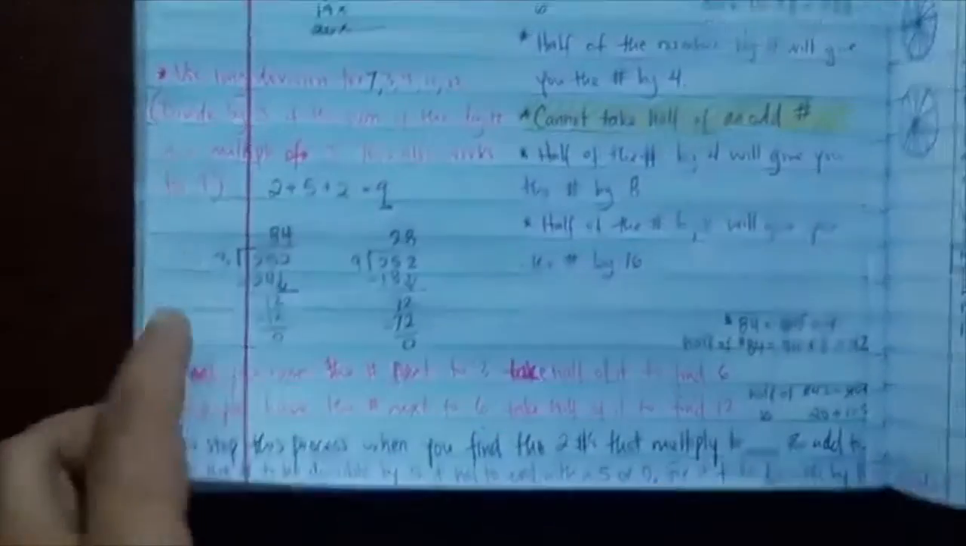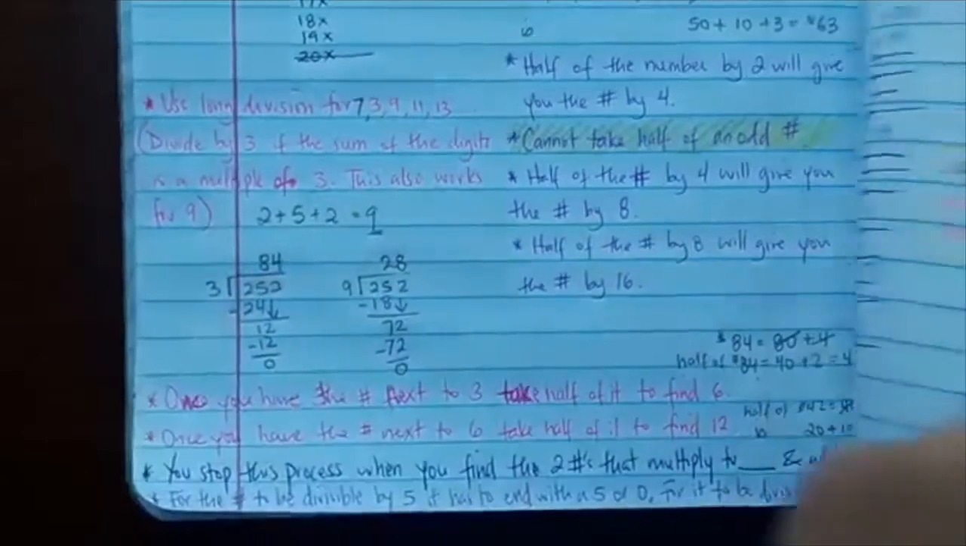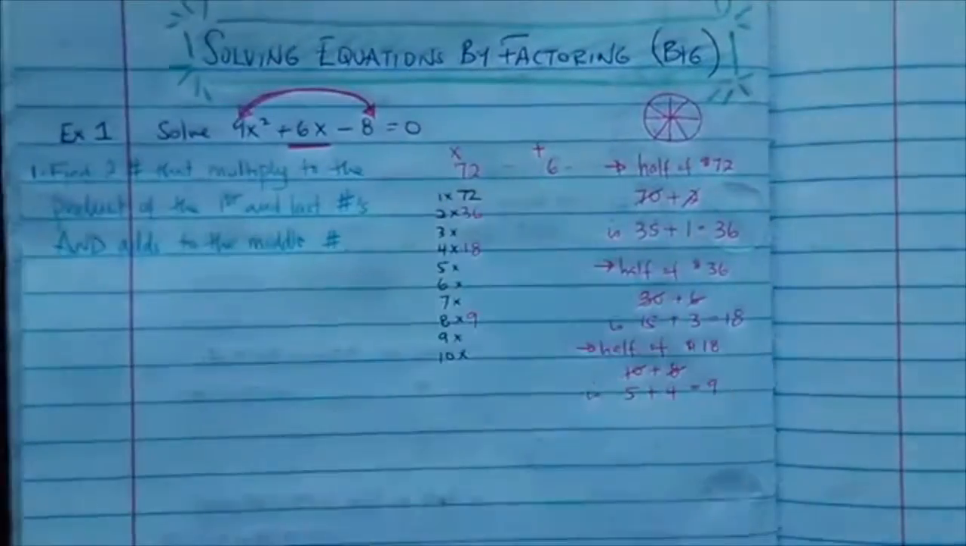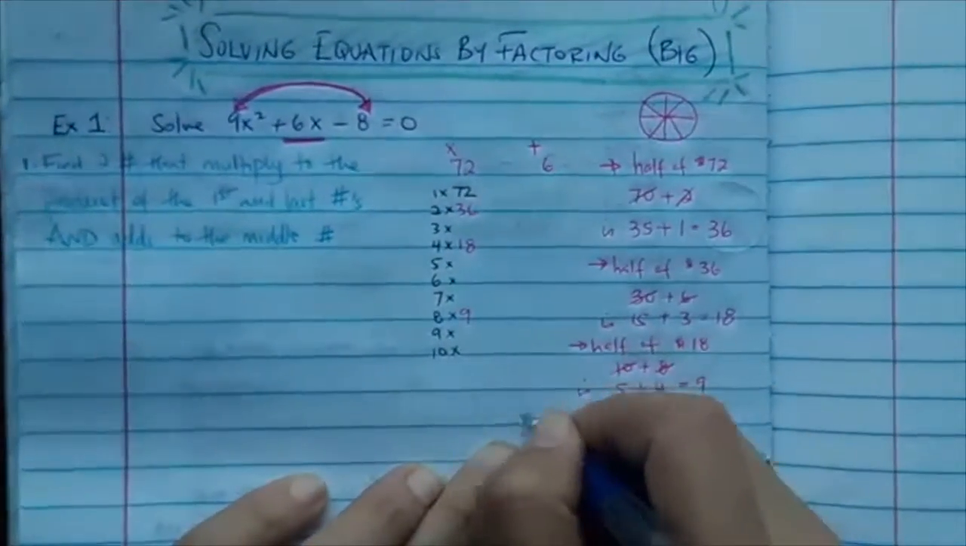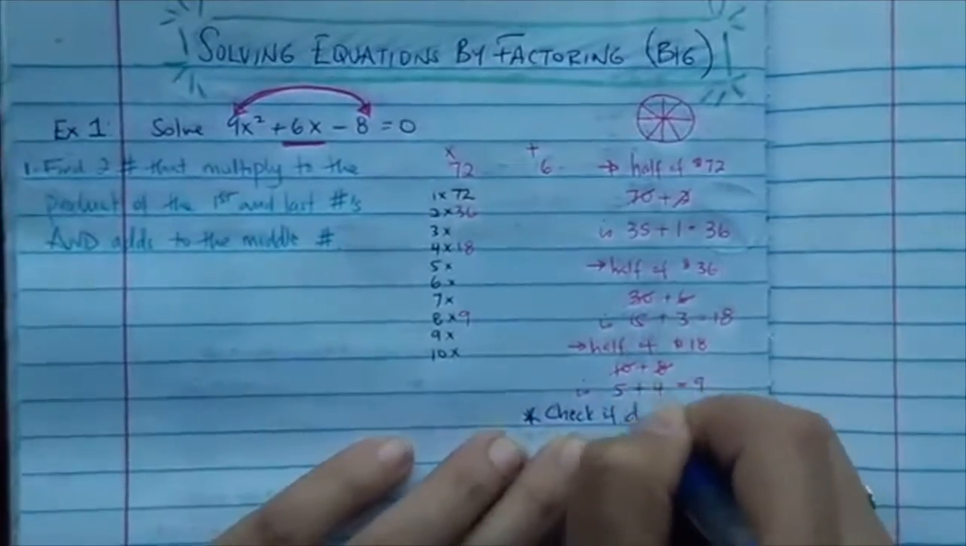So let's look at 3. So before we waste our time, we first check if it's divisible by 3 and 9. This is a listening check. Put a box around times 72 and a circle around positive 6.